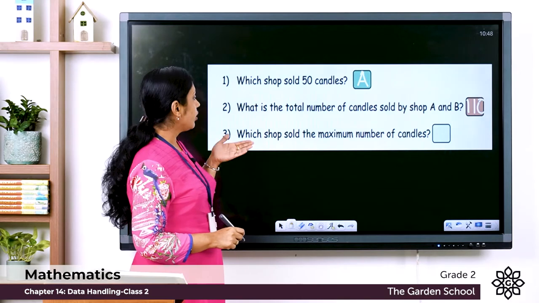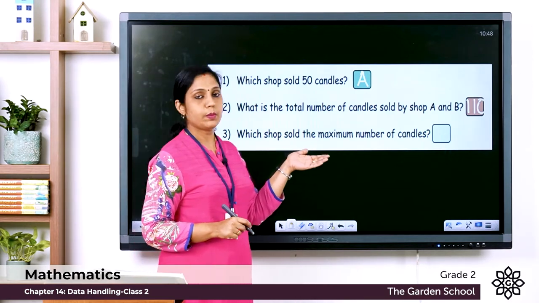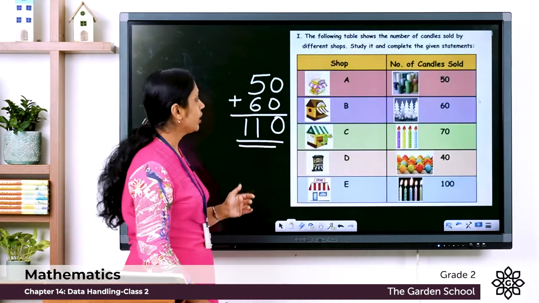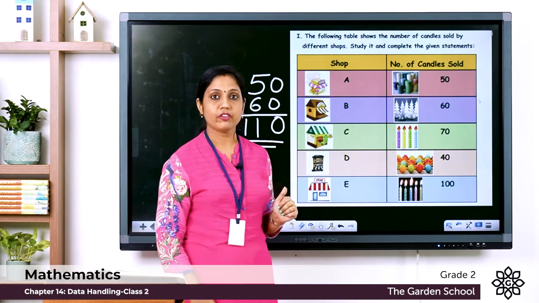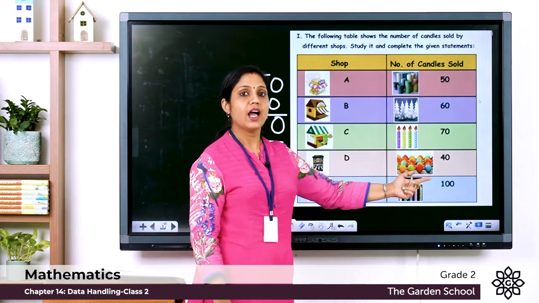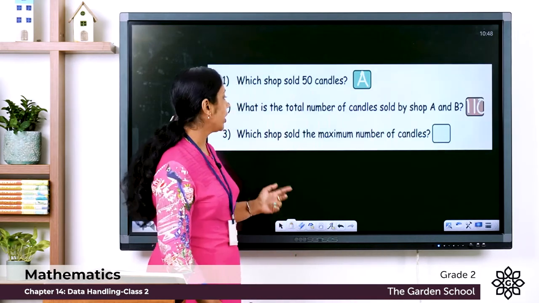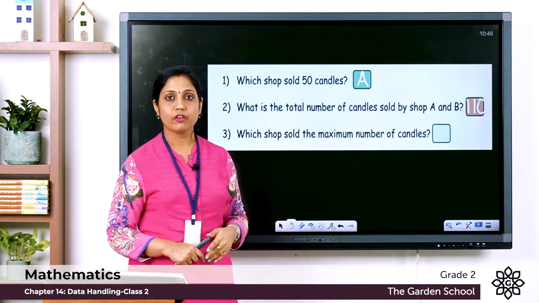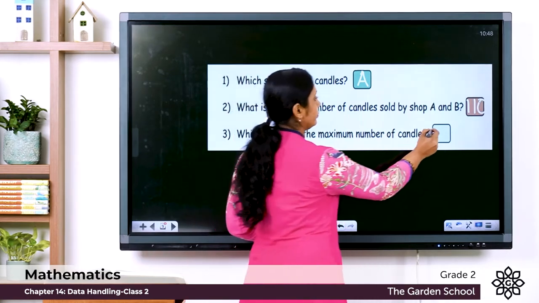The third question, which shop sold the maximum number of candles? So look here, which shop sold the maximum number of candles? Shop E sold the maximum number, that is 100 candles. So here we can write, which shop sold the maximum number of candles? It is shop E.